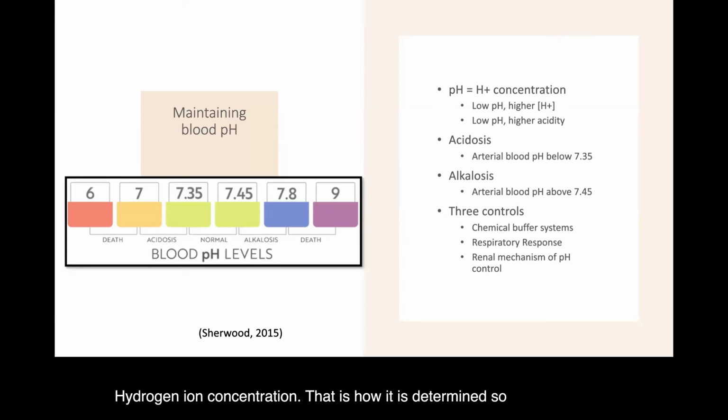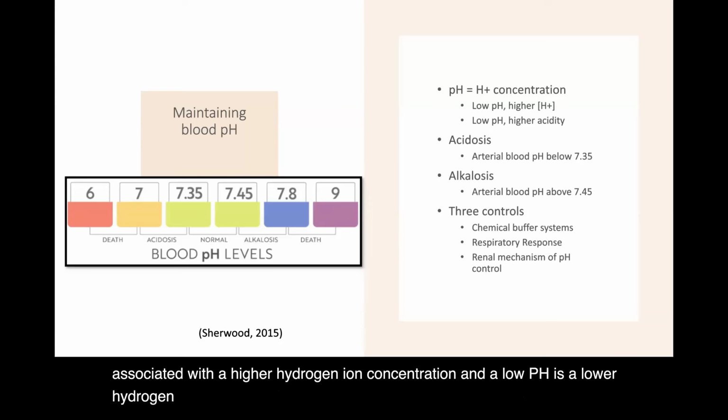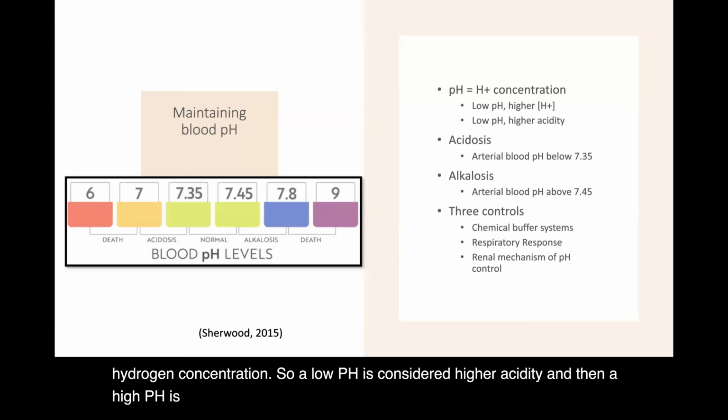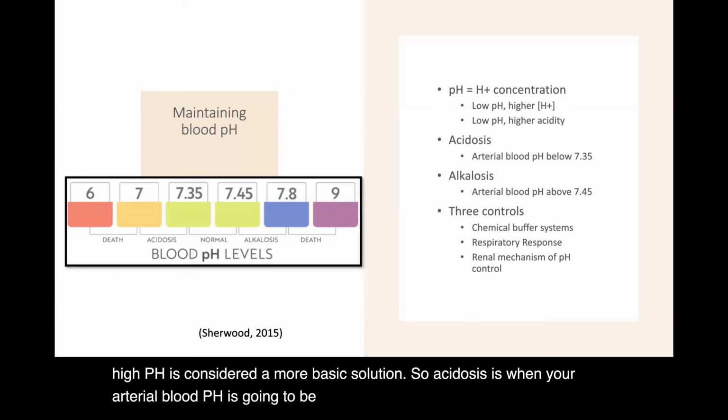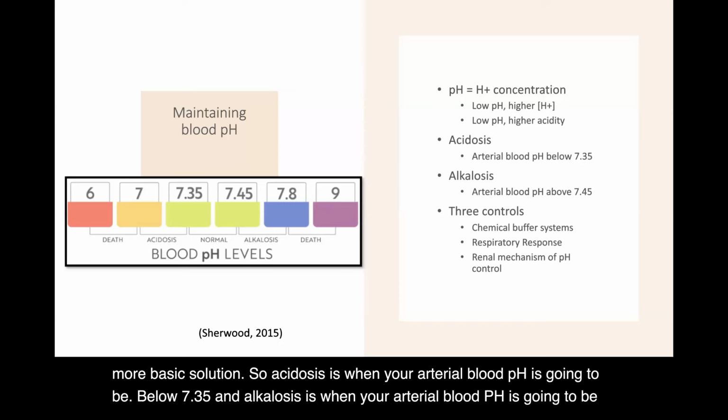So a low pH is associated with a higher hydrogen ion concentration, and a high pH is a lower hydrogen ion concentration. So a low pH is considered higher acidity, and a high pH is considered a more basic solution. So acidosis is when your arterial blood pH is going to be below 7.35, and alkalosis is when your arterial blood pH is going to be above 7.45.